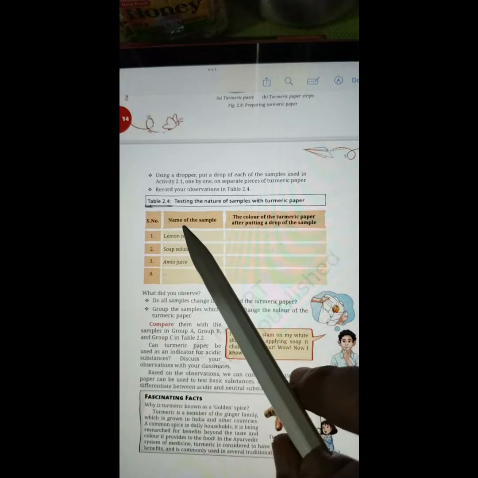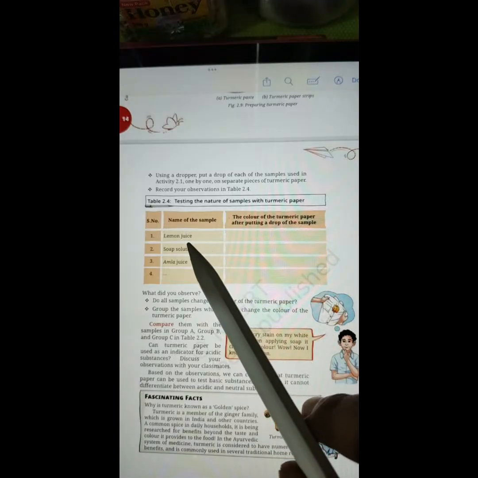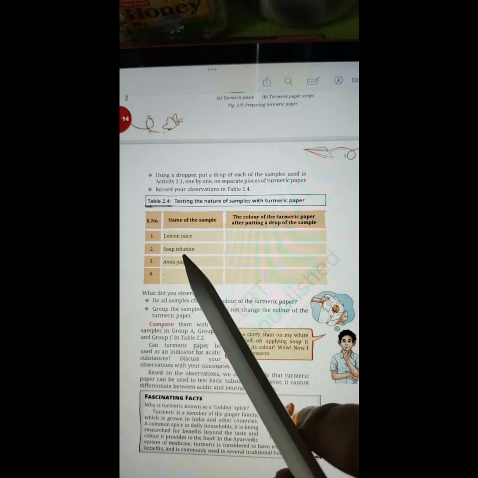So table 2.4, testing the nature of samples with turmeric paper. So again, you need to test all these three: lemon juice, soap solution, and amla juice, and you will be writing the change that happened here. What do you observe? Do all samples change the color of the turmeric paper? Group the substances which do not change the color of the turmeric paper. Compare them with the samples in Group A, Group B, and Group C in Table 2.2. Can turmeric paper be used as an indicator for acidic substances? Discuss your observations with your classmates.